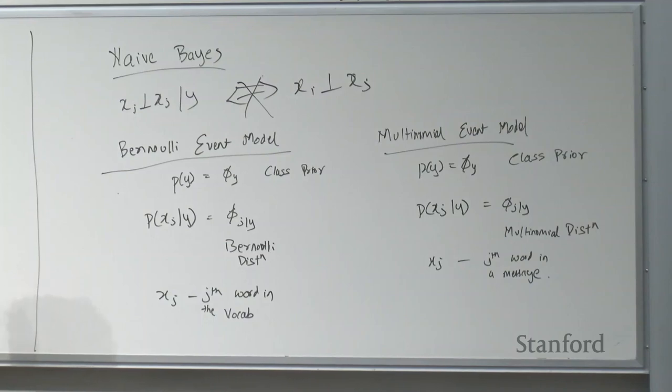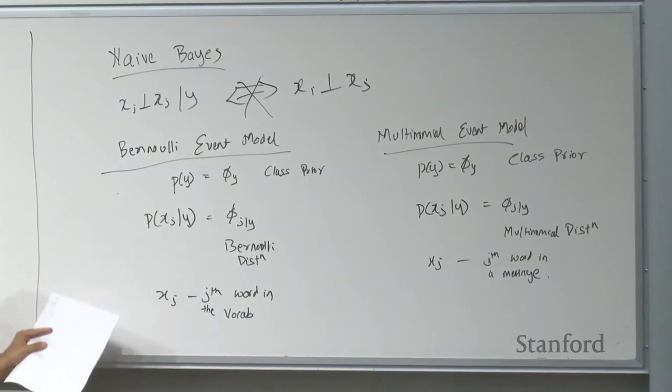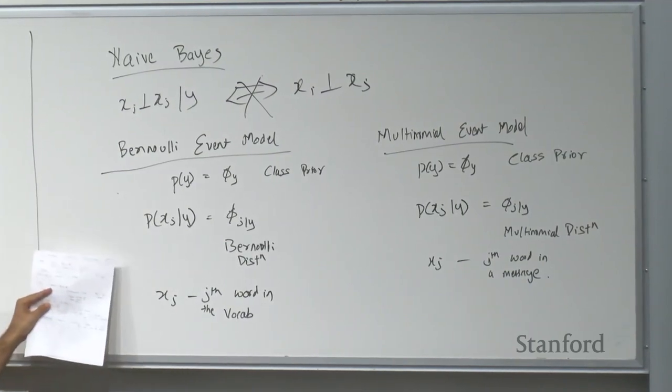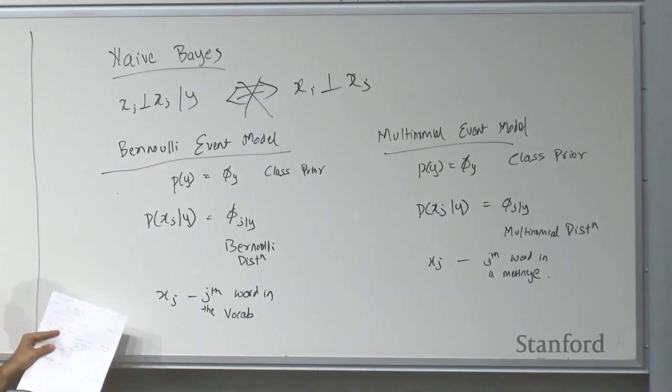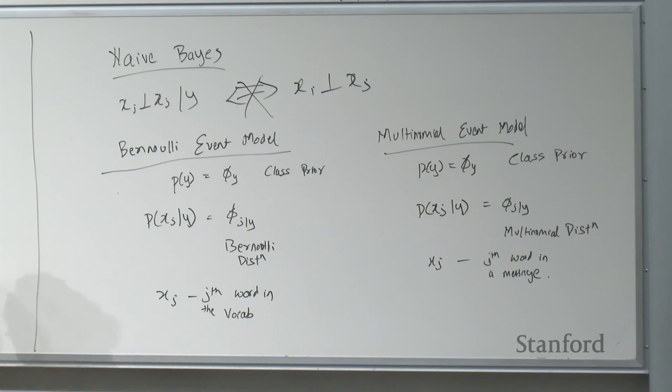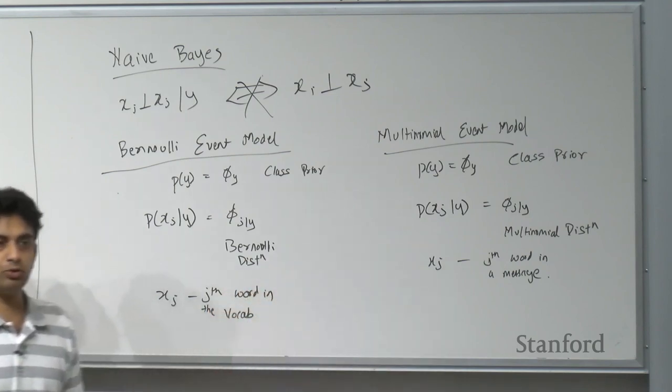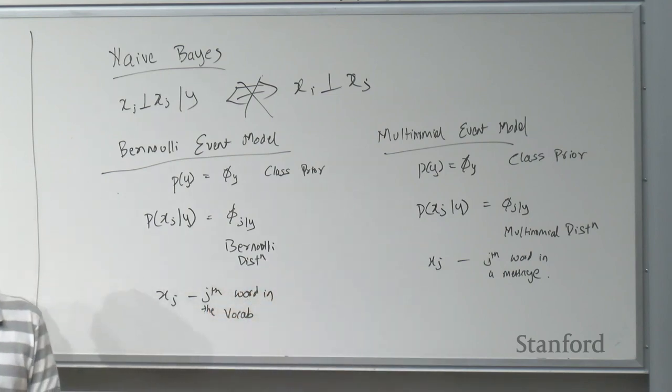That's not the case. Because in Bernoulli, we are counting the number of messages in which a word appears. So if you collapse everything into one message, then the answer is always 0 or 1. Does the word appear in that one large message or not? Whereas in multinomial, what you want to do is actually count the number of times the word repeats across all messages. Right? So those two need not be the same.